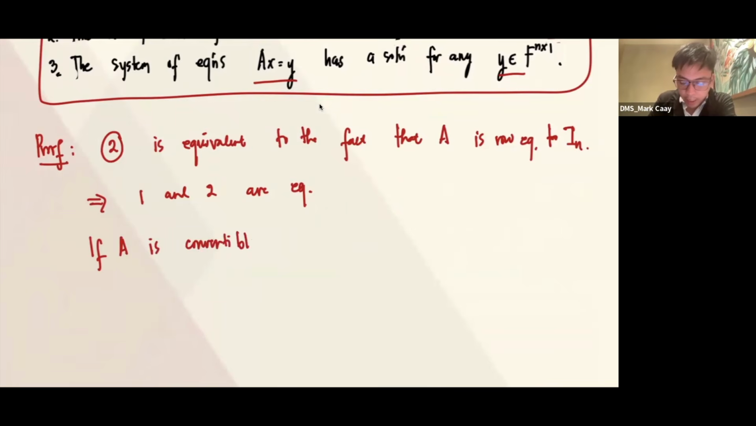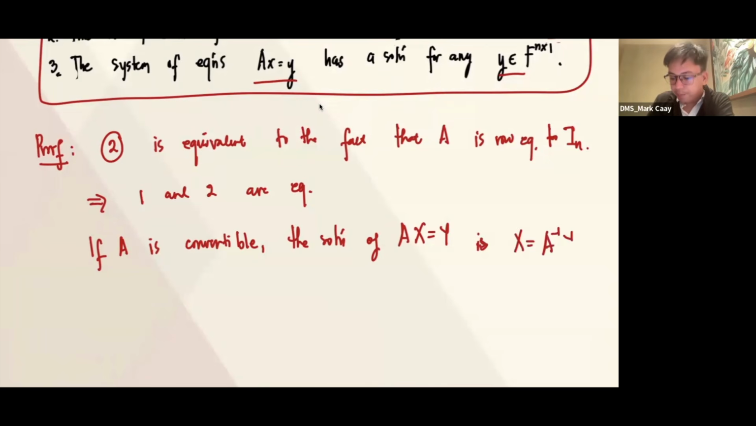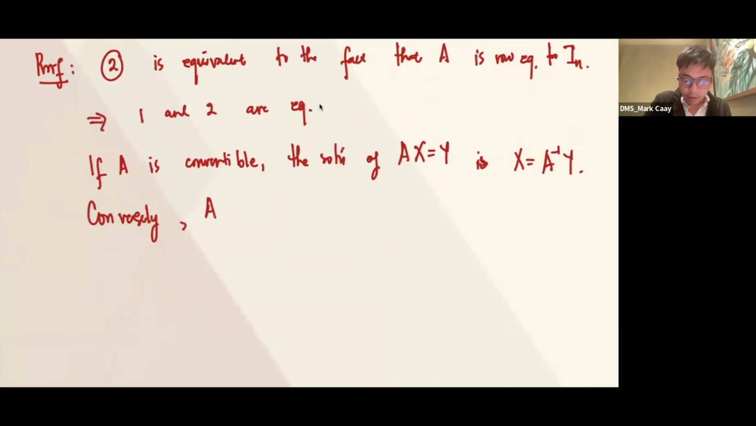Okay, now let's focus on the fact that A is invertible. So kung mangyayaring invertible si A, ibig sabihin the solution of AX equals Y, dahil invertible naman si A, that means you can simply multiply by A inverse. Tama? And so in this case, this is X equals A inverse Y.